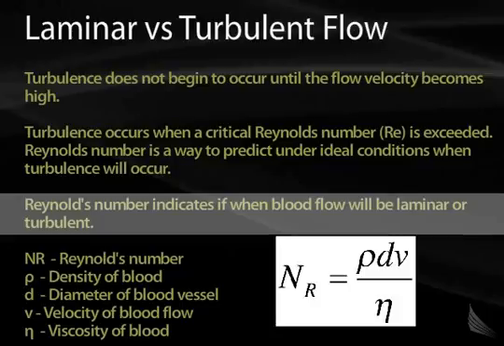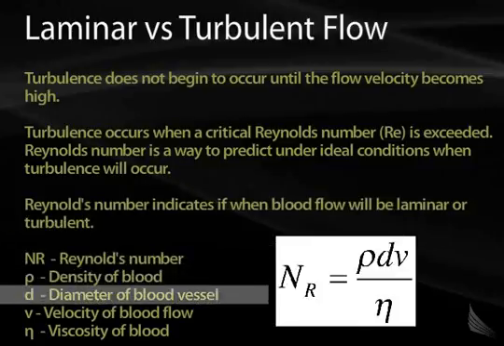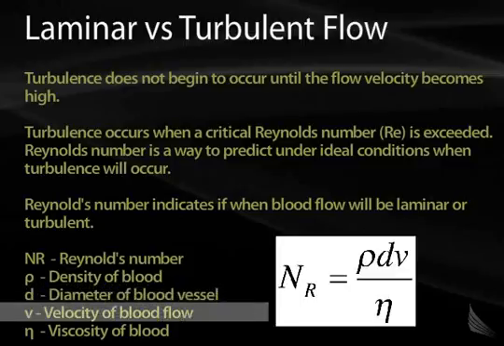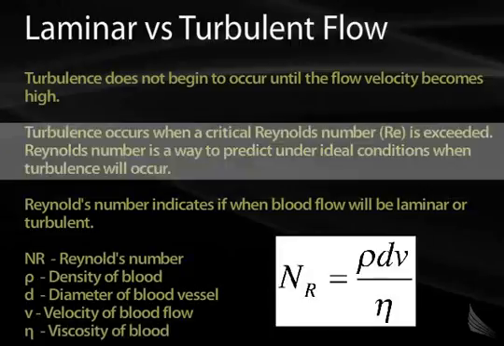You can calculate the Reynolds number through the following equation. N sub r is equal to density of the blood times the diameter of the blood vessel times the velocity of the blood flow divided by the viscosity of the blood. When a critical Reynolds number is exceeded, Re, turbulence will occur.